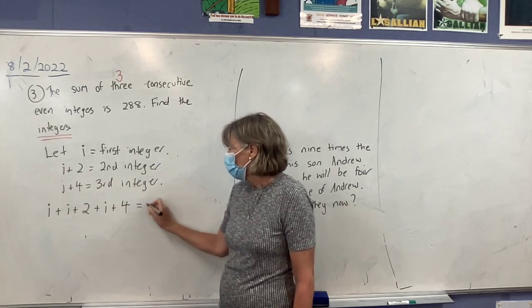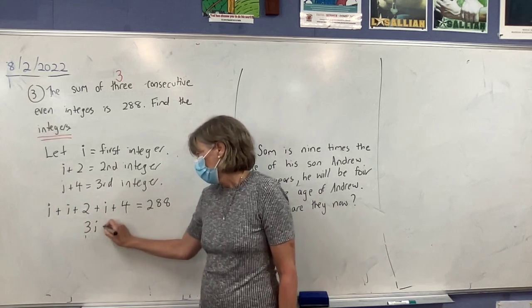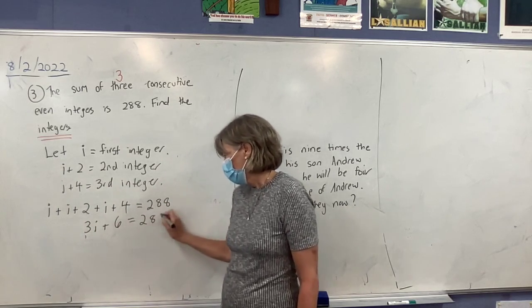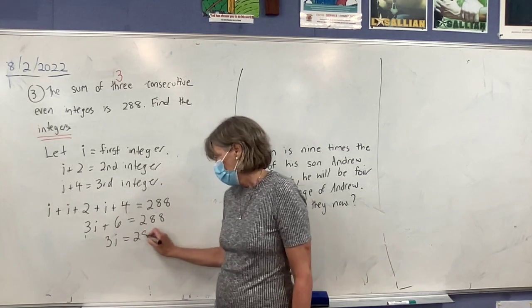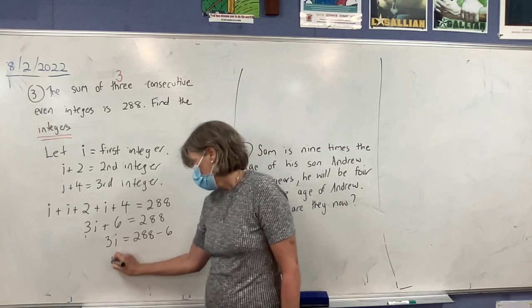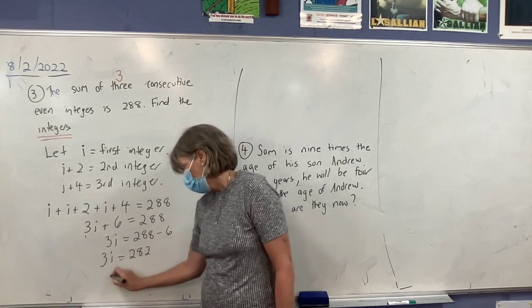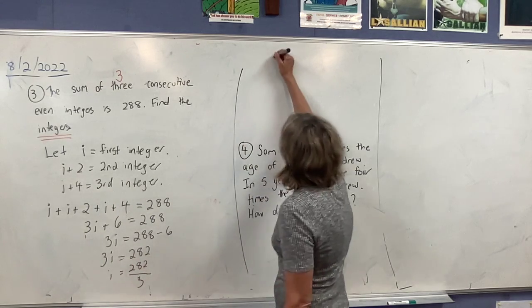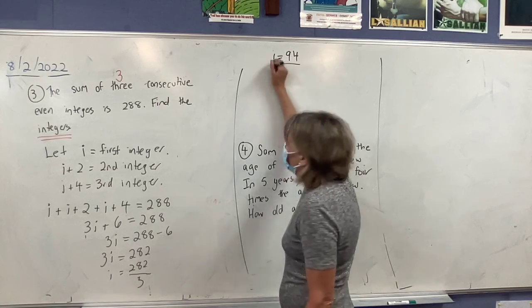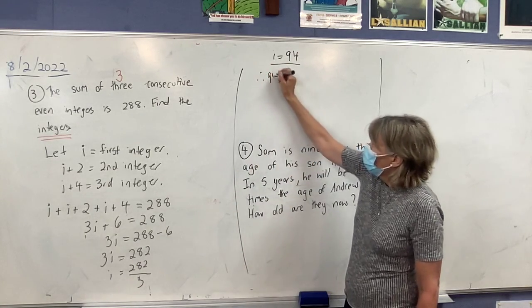Equals 288. Continue. And then it's 3I plus 6 equals 288. And then you minus 6 from 288, and it's 282. And then you divide that by 3, and it's 94. So then the numbers are 94, 96, and 98. Perfect.